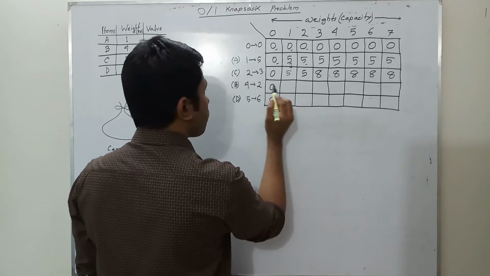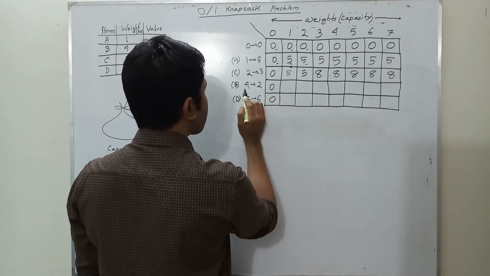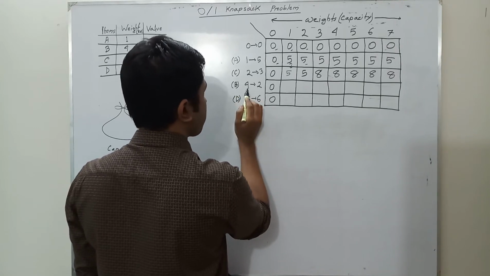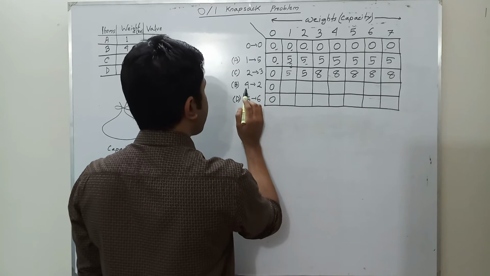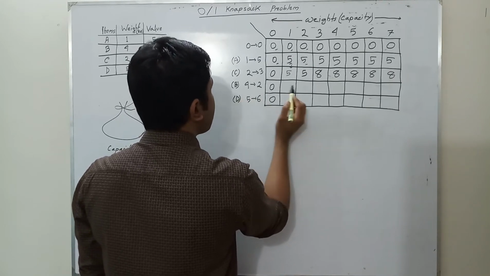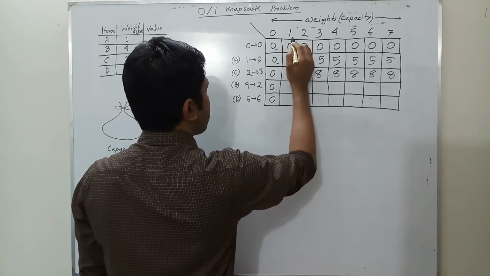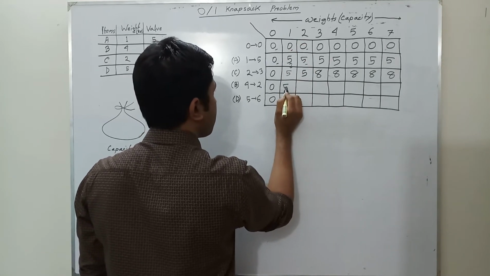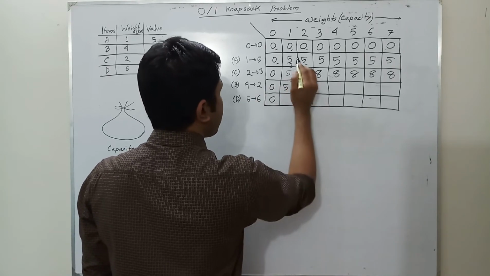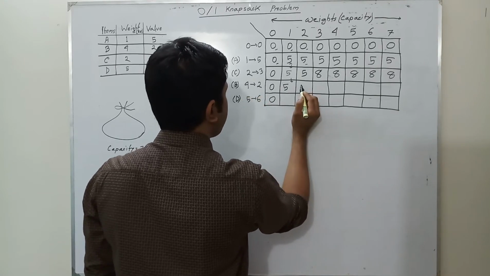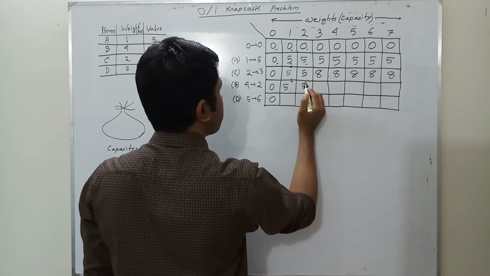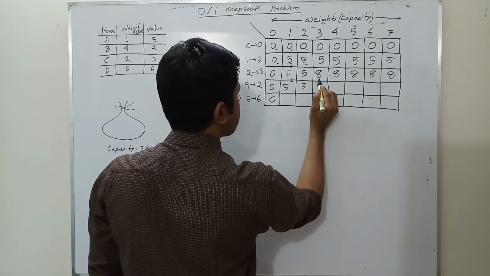Now for this field, the weight of the item B is 4, but the capacity of the knapsack is 1, so I can't use the item B. So without using the item B, the maximum obtainable value when the capacity of the knapsack is 1 is 5. We know 5. Here also I can't use the item B, as the weight is 4, so the maximum obtainable value will be 5. Here 8.